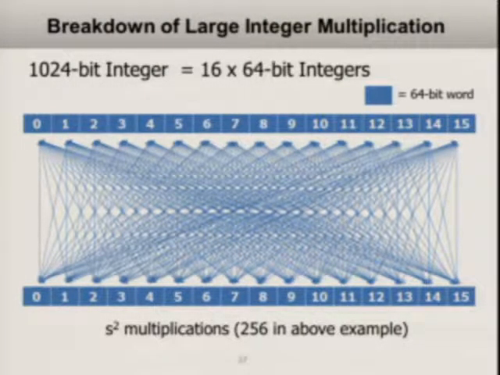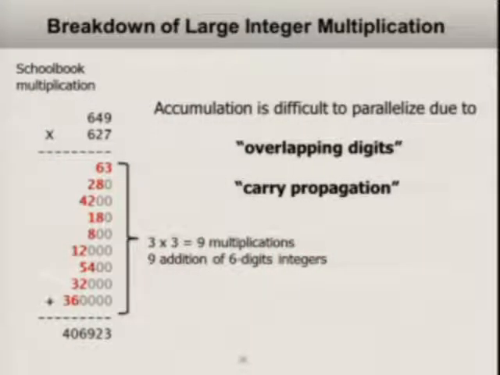So how does large integer multiplication work? Suppose you are multiplying two 1K-bit integers in a 64-bit system. A 1K-bit integer is basically sixteen 64-bit integers. The naive way is to multiply each word in one integer by each word in the other integer and add all the results. This requires 256 multiplications. And if you have s words in a large integer, it requires s squared multiplications. So parallelizing a large integer multiplication using many processing cores is not trivial.